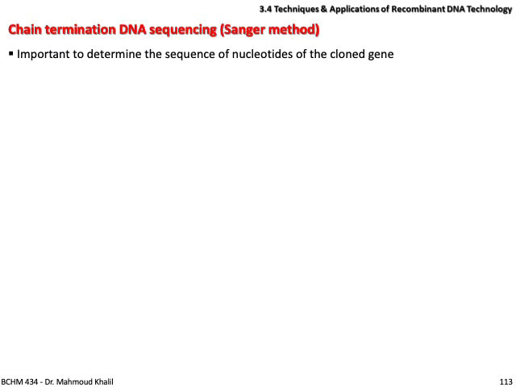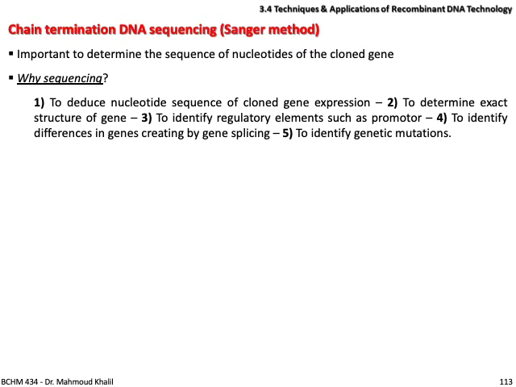The second technique is chain termination DNA sequencing. Normally we call it the Sanger method. This is important, of course, to determine the sequence of nucleotides of the cloned gene. We use it to know the nucleotide sequence of a cloned gene of expression, to determine the exact structure of a gene, to identify regulatory elements such as promoters, to identify differences in genes created by gene splicing, and to identify genetic mutations.